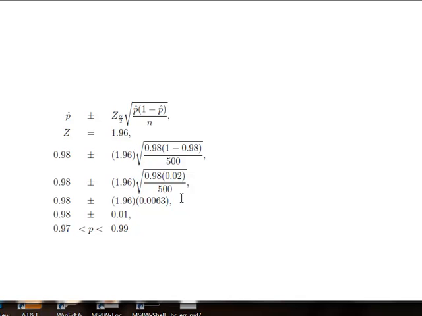0.98 plus or minus 1.96 times 0.0063. When you do this multiplication, you end up with something to the effect of 0.01. So your final interval will be 0.97 less than p less than 0.99. Okay, hope that helps.